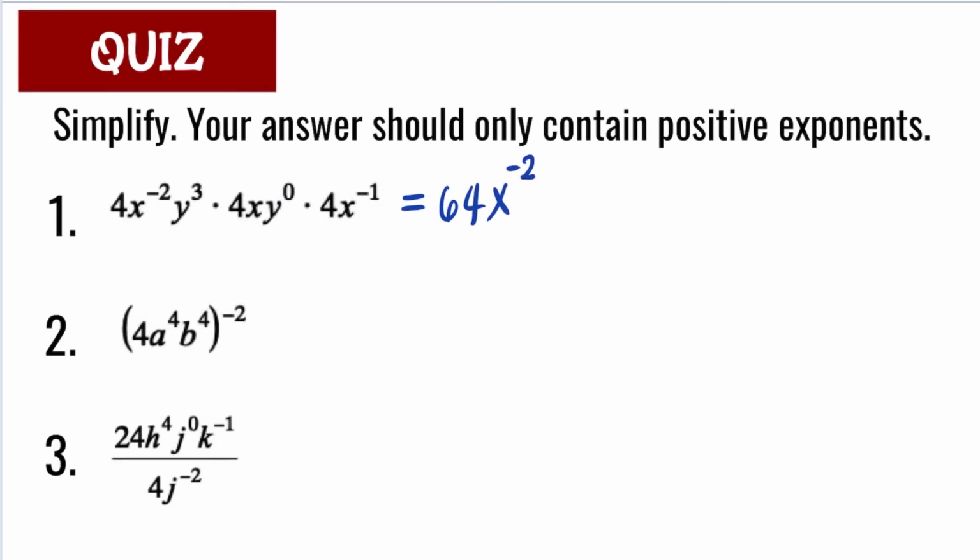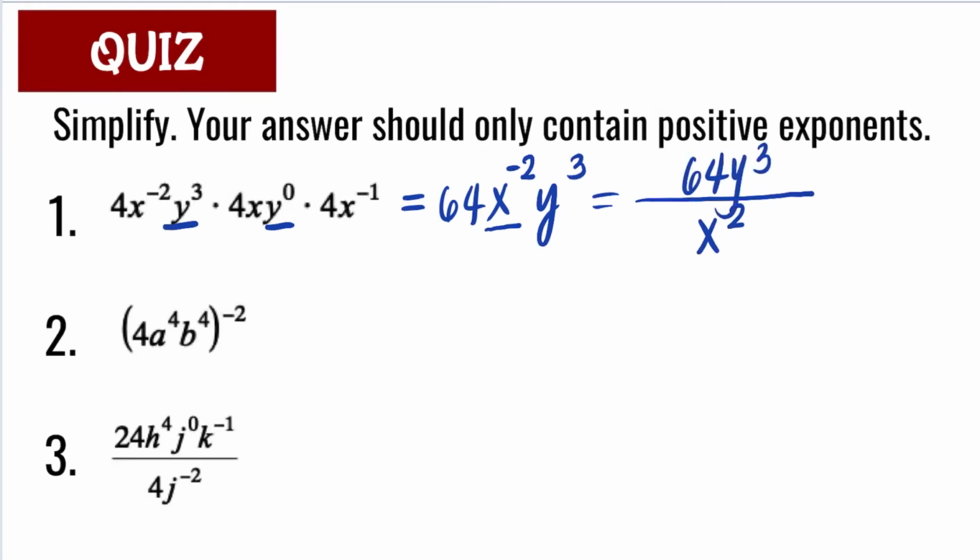Now let's multiply the variable y's. We have y cubed and we have y to the 0. Adding the powers, we will have 3. We are not allowed to have negative exponents, so we need to simplify this using the negative exponent rule. Notice here that the variable x has an exponent of negative 2, and we need to move it down to make it positive. 64 and y cubed are positive already, so that stays in your numerator. So the answer is 64 y cubed over x squared.